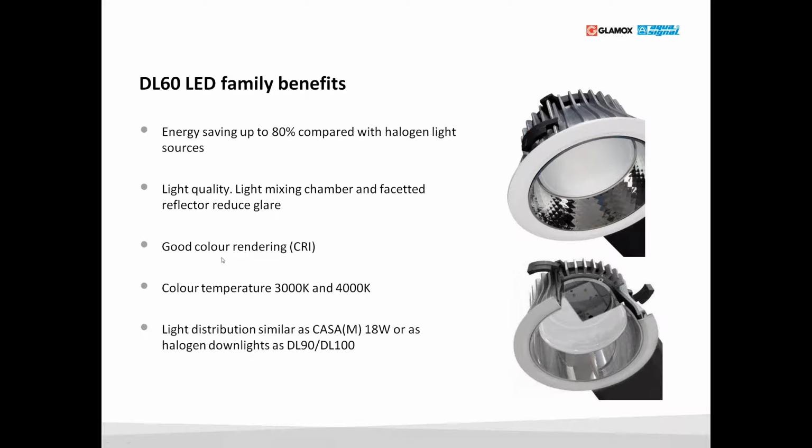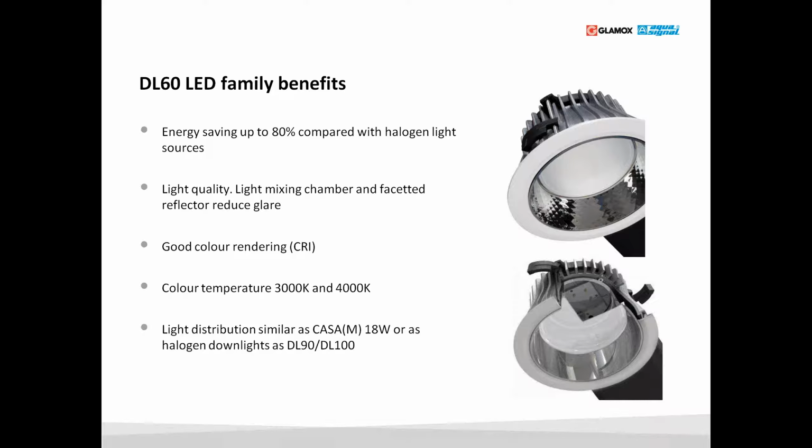It has the demand also, we have a good color rendering, CRI. We have different color temperatures. We have been placing 3000 and 4000 Kelvin. So what you find inside our assortment is mostly 3000 Kelvin, but you can also get 4000 Kelvin. That's also a standard we have.